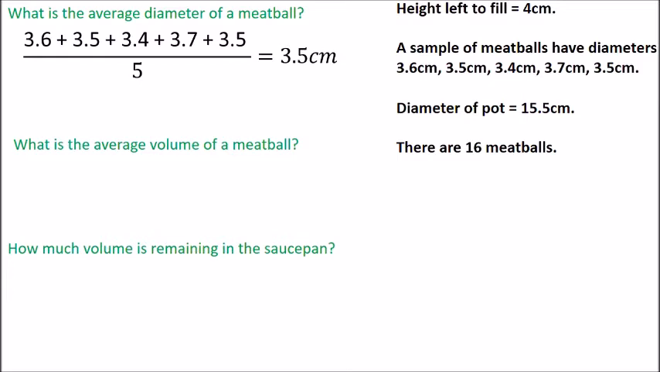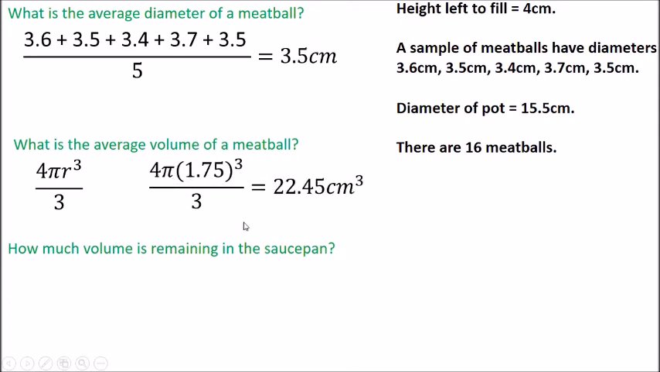So the volume of a meatball, well, the volume of a sphere, think back to a couple of lessons ago, so it's 4 pi r cubed divided by 3. If we know that the diameter is 3.5, what's the radius? So that's not the radius, that's the diameter. The radius is half of the diameter, so I'm going to do 4 pi multiplied by 1.75 cubed, all divided by 3. So typing that into my calculator, again I've rounded to 2 decimal places, so I've rounded quite early, so that will give me 22.45 centimetre cubed. So that's the volume of a meatball.